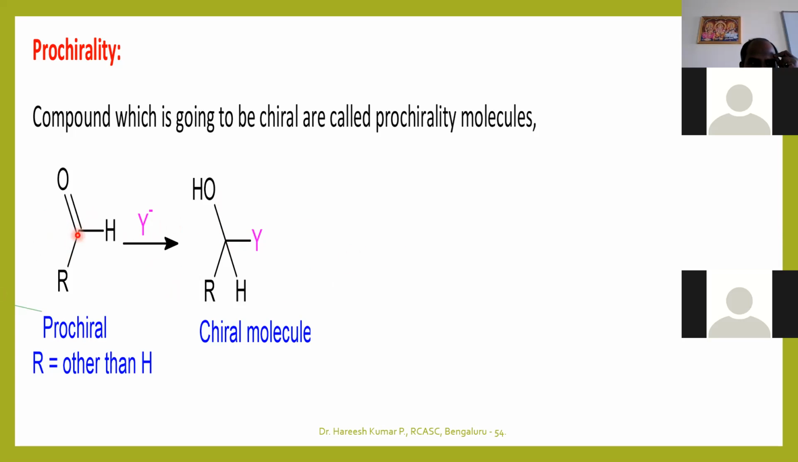Overall, this is called a prochiral center. This compound can be converted into chiral compounds. Because of that, these compounds are called prochiral compounds, and this phenomenon is called prochirality. A compound which is going to become chiral is called a prochiral molecule. Is it okay? So with this, I will go to the next slide.